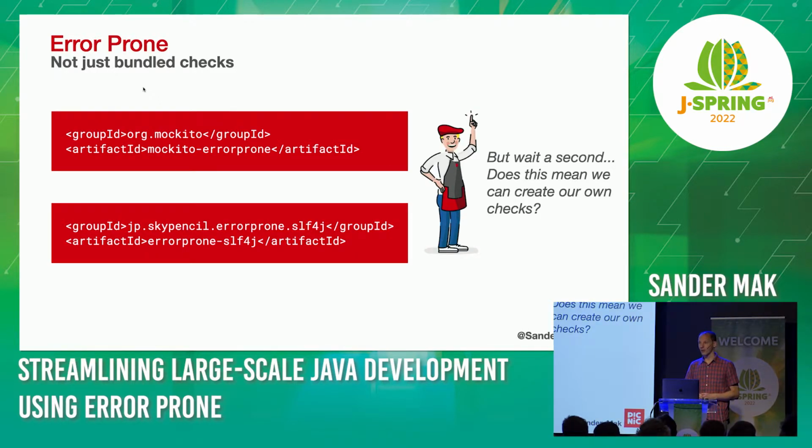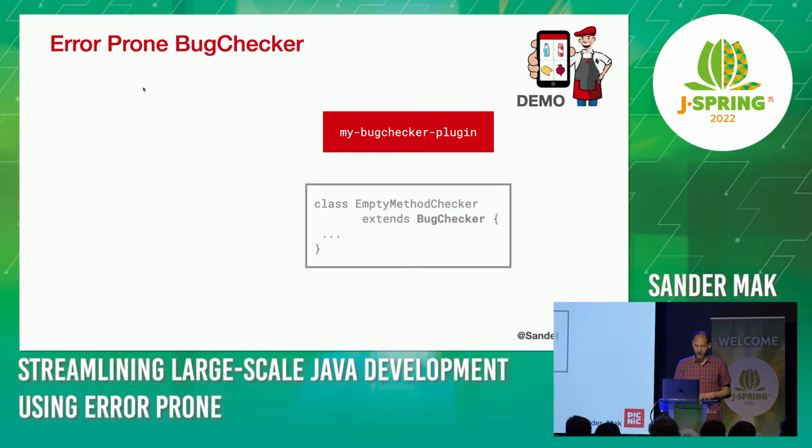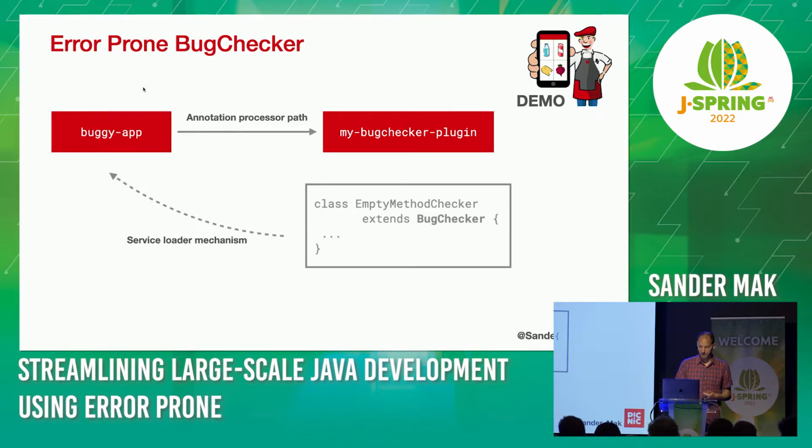But wait a second. If they can create these kinds of bug patterns and bug checks, then we should be able to do it as well, right? And indeed, that's the case. So error-prone is also very, very much extensible. And how do you introduce such a new bug check? By creating a class that extends BugChecker. I'm going to show an example of this, but I first want to explain the structure a little bit. So I'm going to introduce a new Maven module, a new project called my BugChecker plugin, which will contain this empty method checker. We're going to create a little error-prone check that just tries to look for empty methods in classes and turn that into a compiler error, because we might not want that in our code bases.